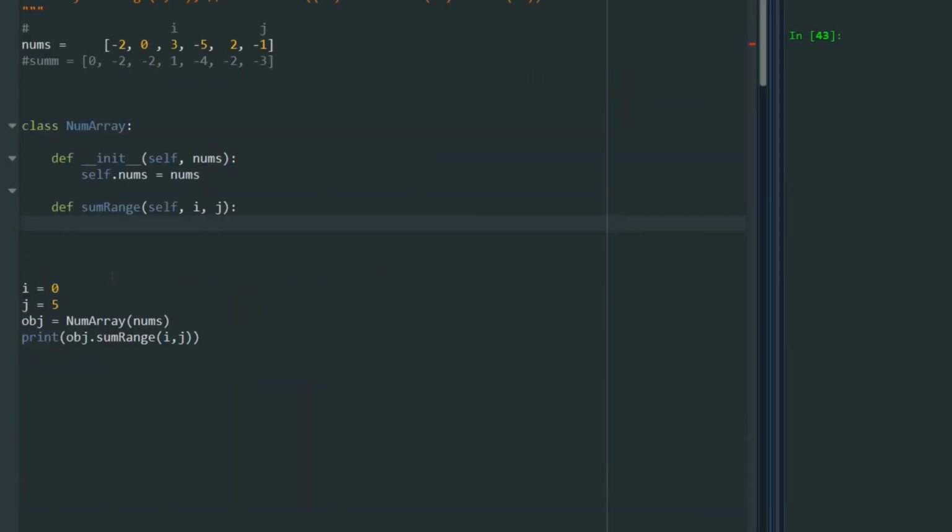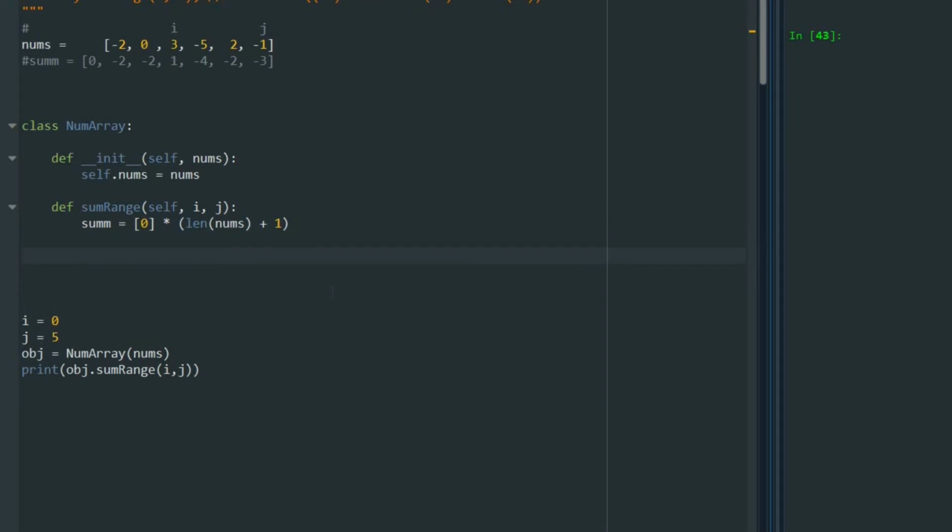Okay, let's start writing the code. So we have nums as the input, and I have i and j as two indices that I'm going to return the summation between these 2 points. The first thing that we are going to do is to create the sum array that is 0, and the length of that is the length of the nums plus 1. Remember, the length here is equal to that plus 1 because I need this 0 here.